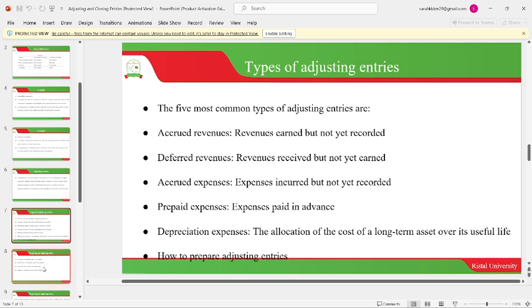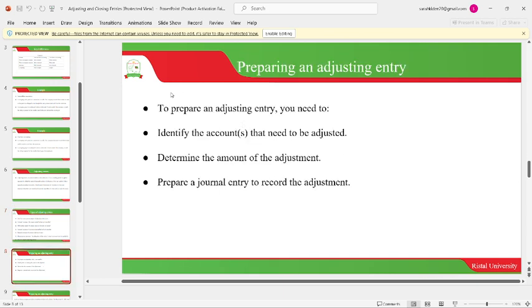So let's look at how to prepare adjusting entries. Number 1, you identify the accounts that need to be adjusted. Number 2, you determine the amount of adjustment. Number 3, you prepare a journal entry to record the adjustment.